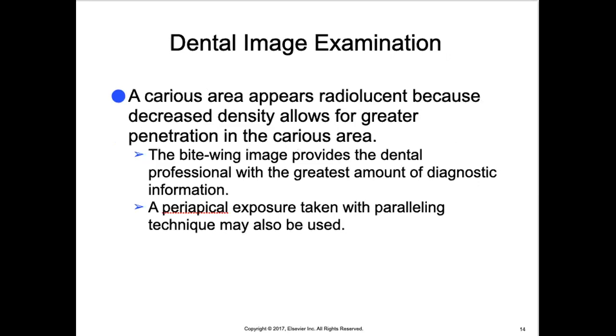A carious area appears radiolucent because decreased density allows for greater penetration in the carious area. Bacteria that has caused destruction of the tooth will make the tooth less dense in those areas, and that decreased density is what allows for more penetration of the dental x-rays. The bitewing image provides the dental professional with the greatest amount of diagnostic information. A periapical exposure taken with paralleling technique may also be used, but that paralleling technique has to be spot on. In other words, there can't be any angulation. Dental caries is the most frequently encountered radiolucent lesion on dental images.